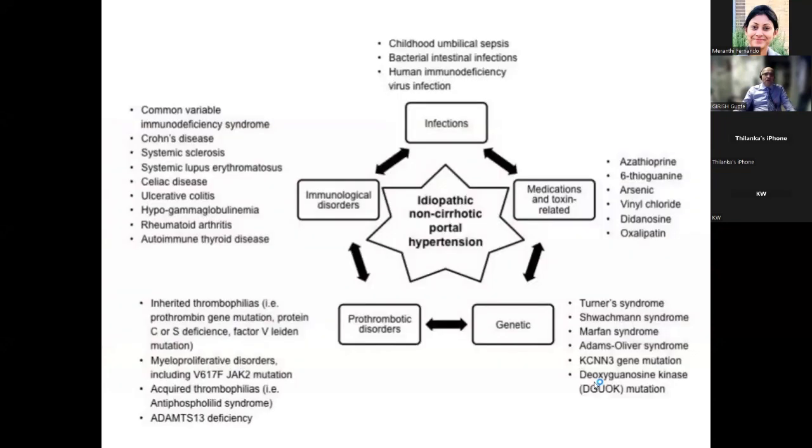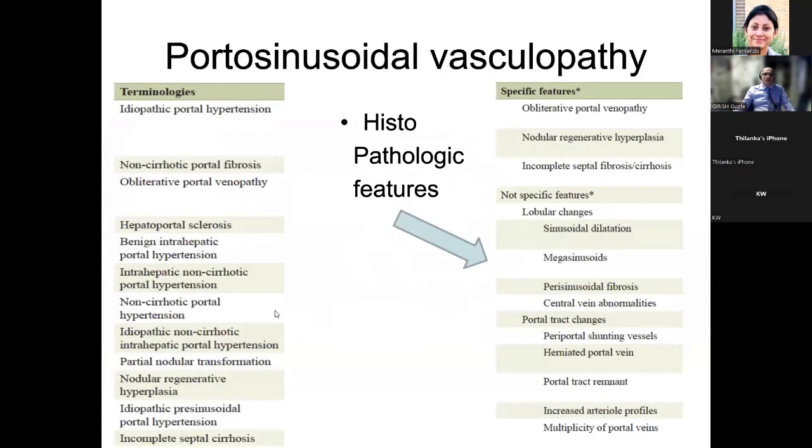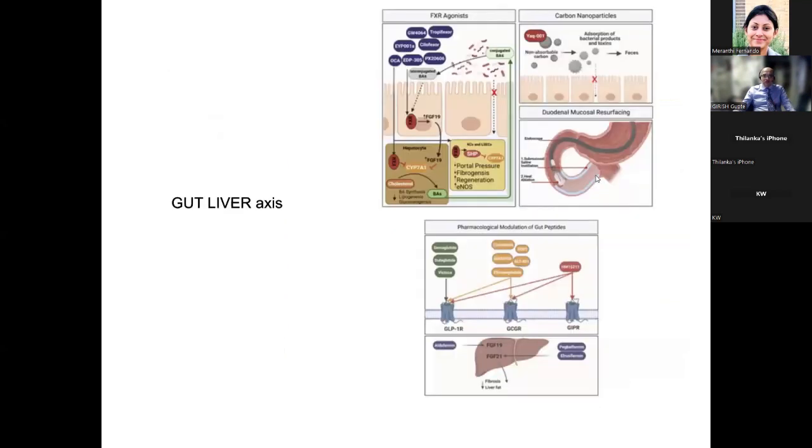This has now been classified differently, and there are various causes for non-cirrhotic portal hypertension. But now this is classified as portosinusoidal vascular disease. All the terminologies which were used in the past have been grouped together under portosinusoidal vascular disease. It depends on specific histological features that can be seen on the liver biopsy: obliterative portal venopathy, nodular regenerative hyperplasia, and incomplete septal fibrosis or cirrhosis.